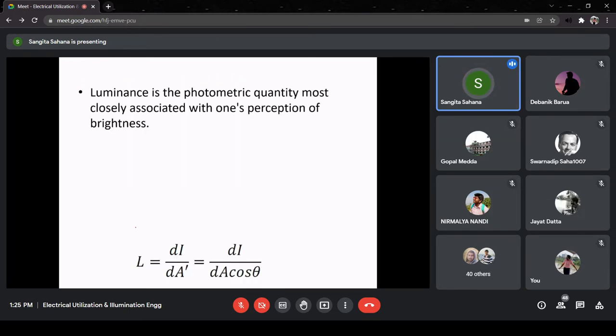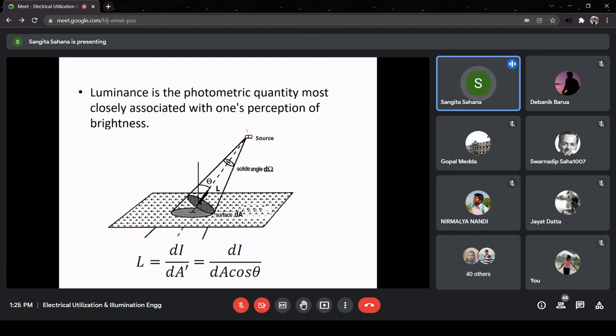So if you see this figure, this is my source. This is the surface. So if you want to calculate the luminance at this surface, how to calculate that? The I towards this direction, if we look at an area A dashed, then A cos theta is the projected area.